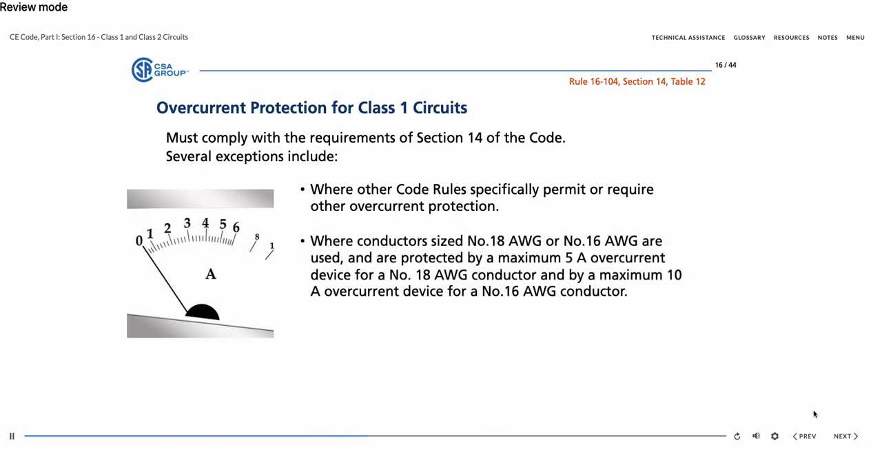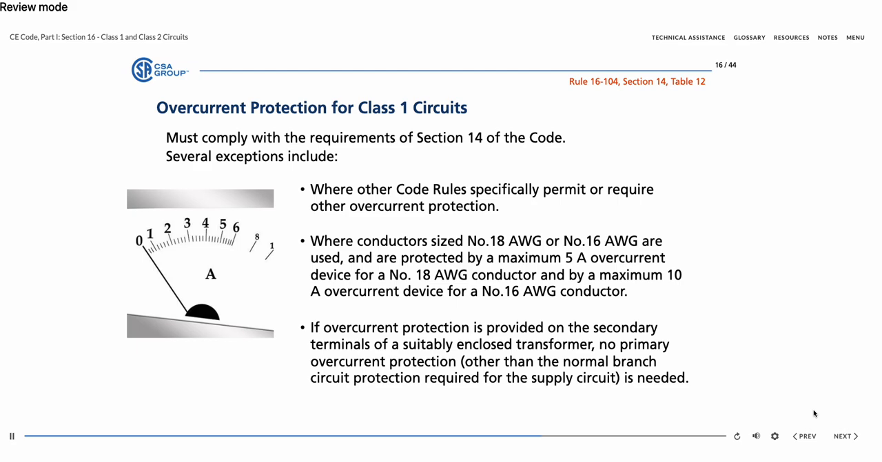Subrule 1B indicates that number 18 American wire gauge, AWG, and number 16 AWG conductors are permitted for Class 1 circuits, but are limited to a maximum overcurrent device of 5 amps and 10 amps respectively. Lastly, Subrule 2 addresses circuits supplied by a transformer. If the overcurrent protection is installed at the secondary terminals and the transformer is suitably enclosed, additional overcurrent protection is not required on the primary. The branch circuit overcurrent protection for the circuit supplying the transformer is still required.